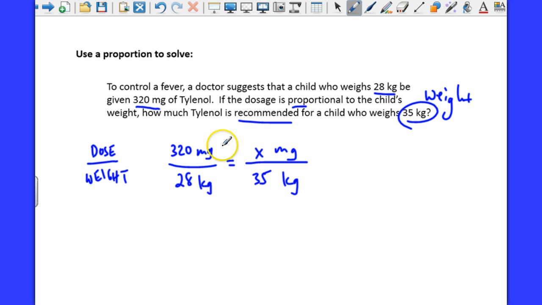So to solve this, now we just have to crisscross and multiply. We're going to multiply those two and those two to find the recommended weight for a 35 kilogram child. X times 28, crisscross, multiply, 28x is equal to 320 times 35. You can double check me, but I believe that's 11,200. Solve that for x, divide by 28.